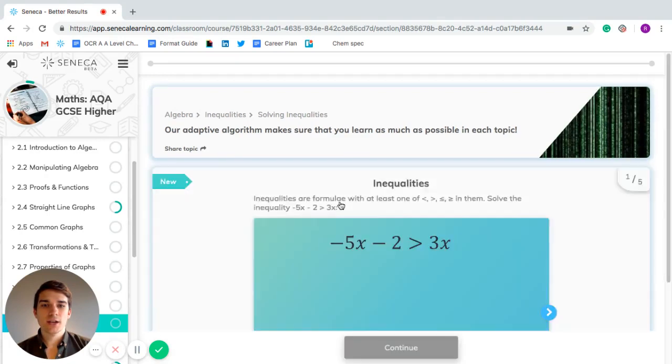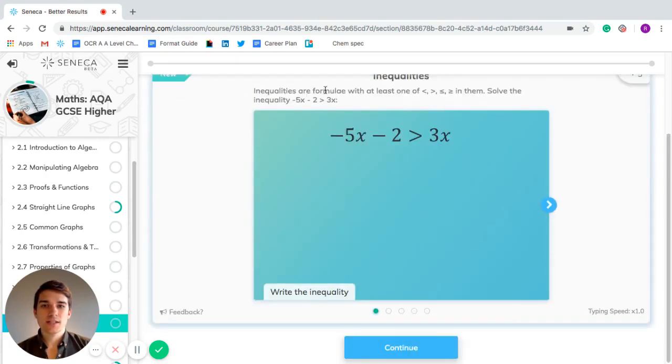So let's get going. Inequalities are formulas with at least one of these four symbols in them. To solve inequalities, okay, what does an inequality mean? This means that the value on the left of that symbol is smaller than the value on the right. You can think of it almost like a crocodile eating something, with something big and something small over here.